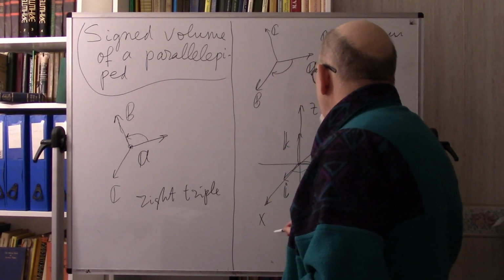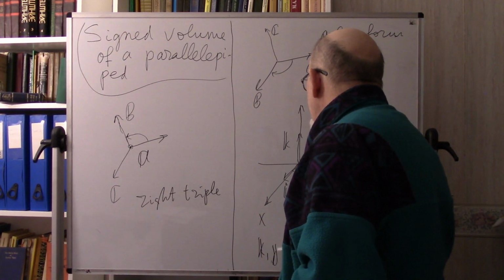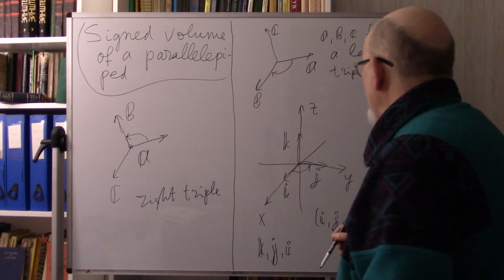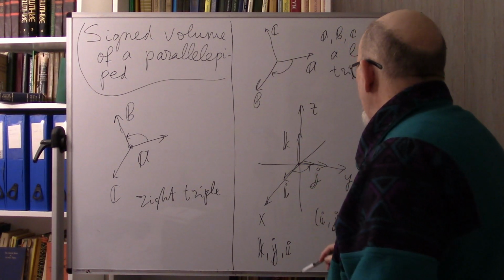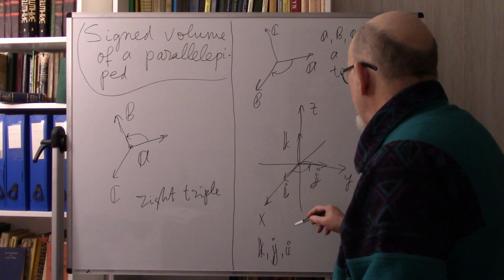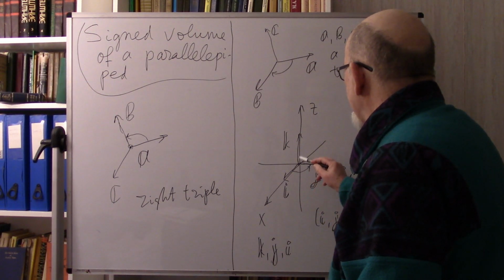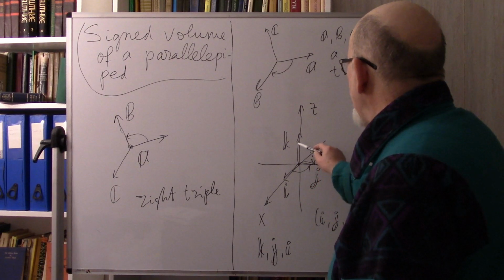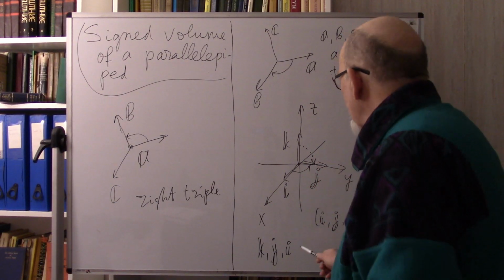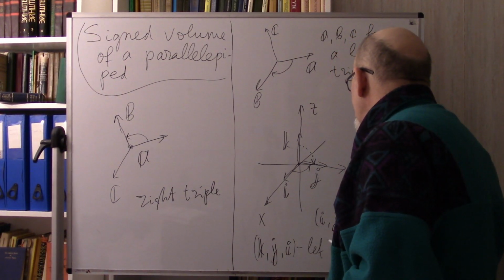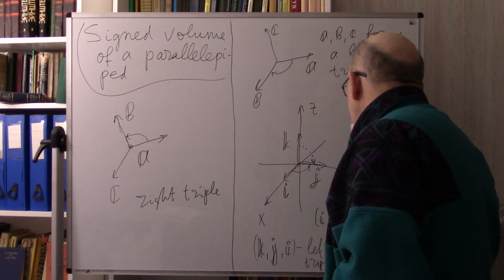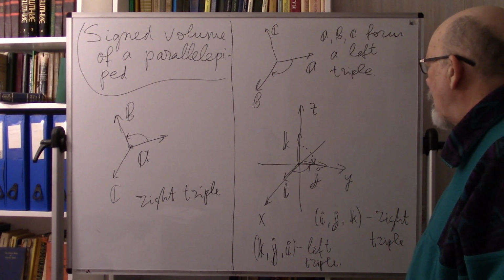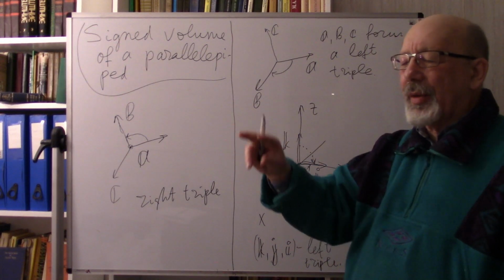And the triple K, J, I: if you look from the tip of the vector I at the vectors K and J, and turn vector K so that it becomes parallel to vector J, you see that it happens in the clockwise direction. Yeah, so this is a left triple. And so we have two sorts of triples of vectors.